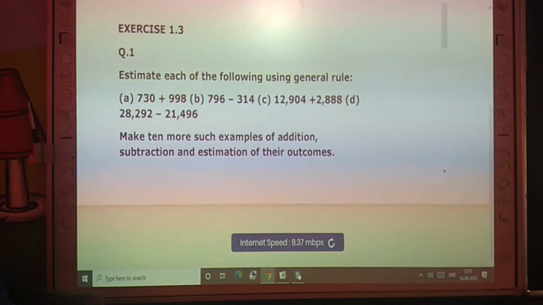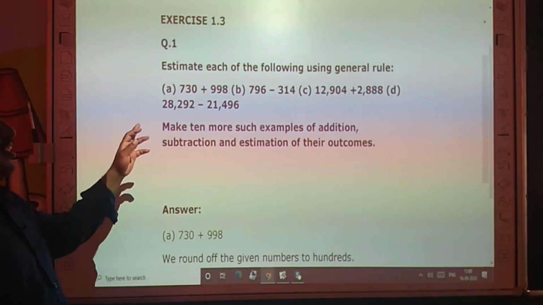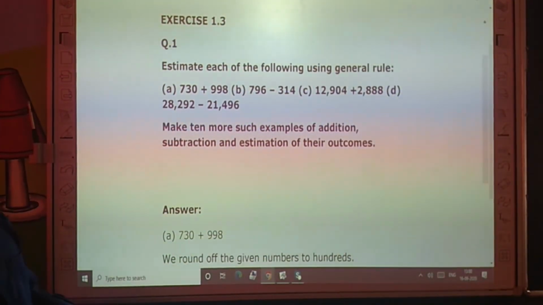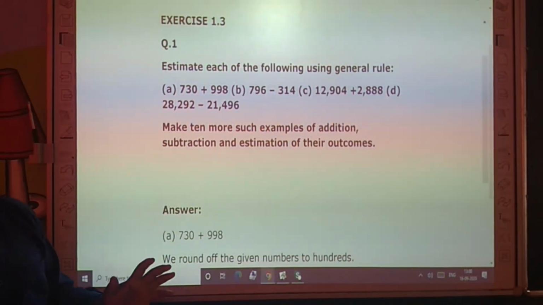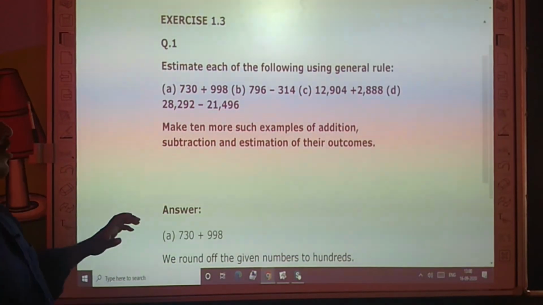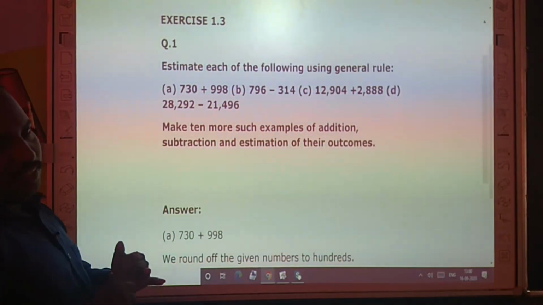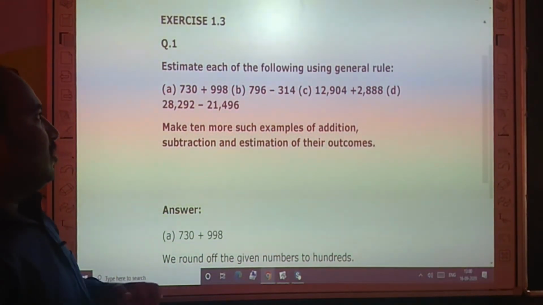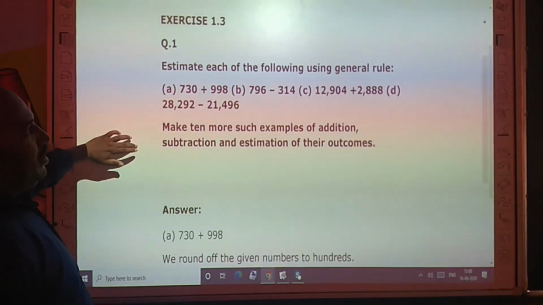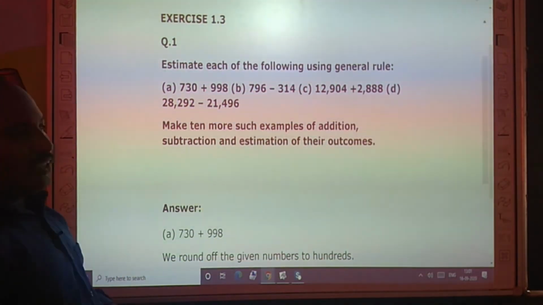The next one, exercise 1.3. Exercise 1.3, question number 1. It is the estimation part. Estimation means approximate value, that means rounded value. Nearest 10, nearest hundreds and nearest thousands. First one, estimate each of the following using the general rule.